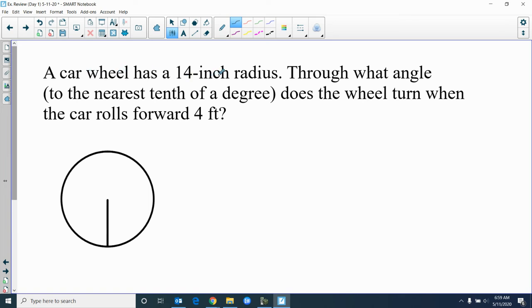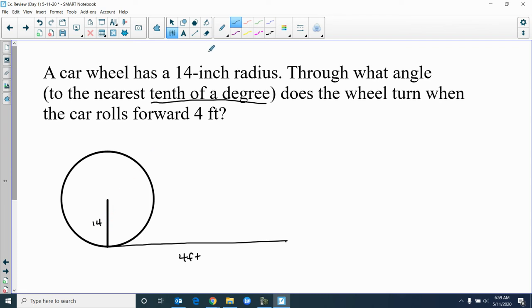Okay, a car wheel has a 14-inch radius. Through what angle, to the nearest tenth of a degree, does the wheel turn when the car rolls forward 4 feet? All right, well, it goes forward 4 feet. It has a 14-inch radius.